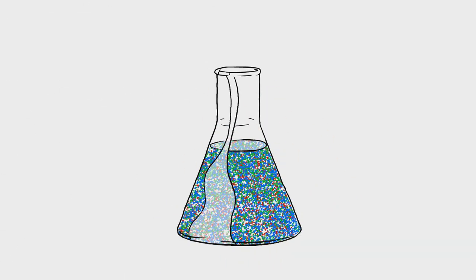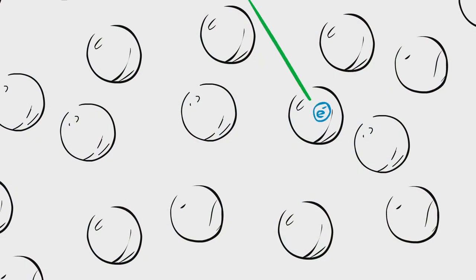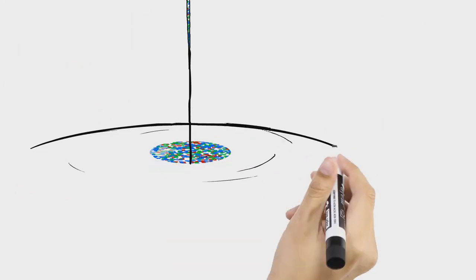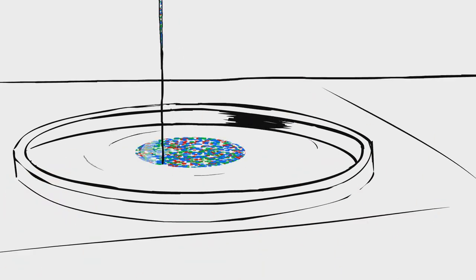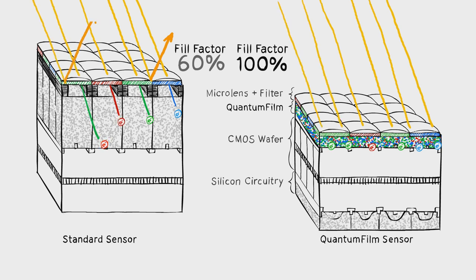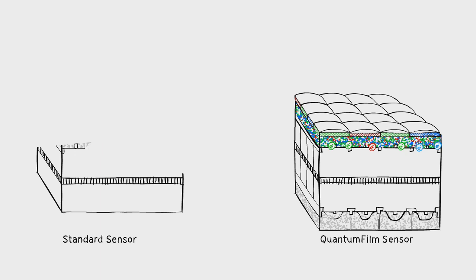We created Quantum Film, a quantum dot coating that is extremely light sensitive. The product is revolutionary. By depositing quantum film on top of silicon, it captures all of the light with nothing in the way and combines it with silicon circuitry for digitizing this light into information. We've literally elevated light capture to a whole new plane.